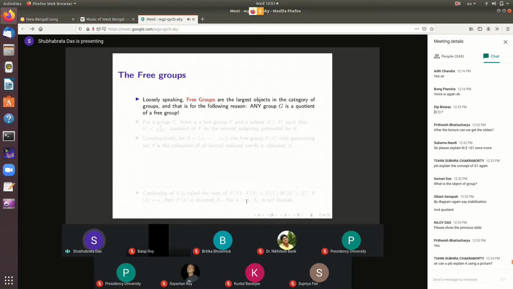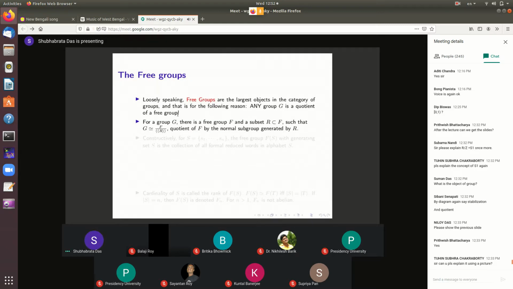But these are very universal objects in some sense. Why? Any group G is a quotient of a free group, right? I think you have seen this statement at least about a free group. This is not difficult to see as well, so you can check that yourself.